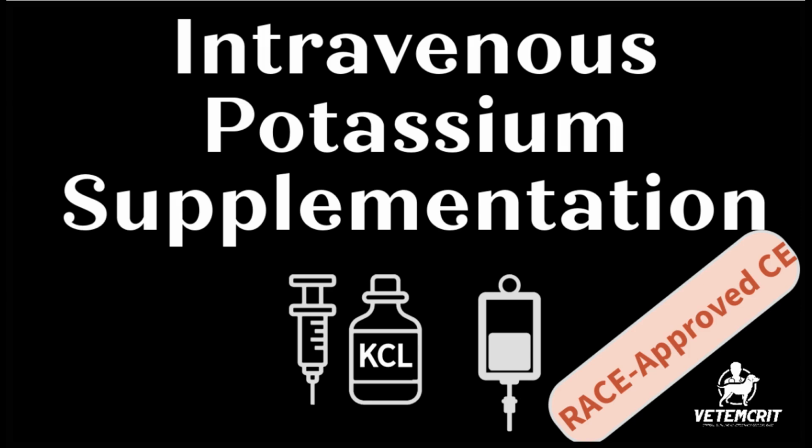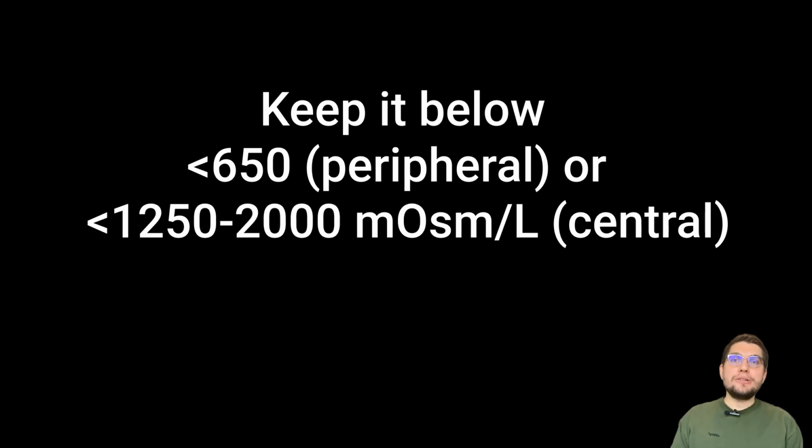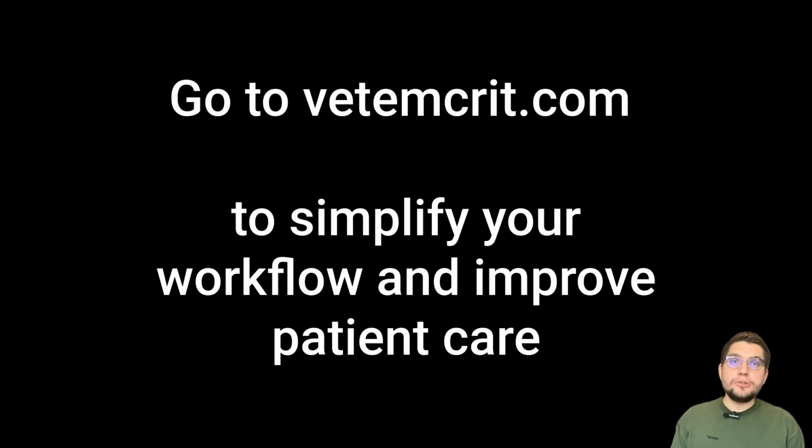So, what are the key takeaways? First, always calculate the osmolarity of the electrolyte solutions, especially when creating concentrated mixtures. Second, aim to keep osmolarity within safe limits, less than 650 milliosmoles per liter for peripheral lines and less than 1250 milliosmoles per liter for central line. Third, use tools like the VetMCR calculator to simplify complex math and ensure a safe potassium supplementation plan for your patient.